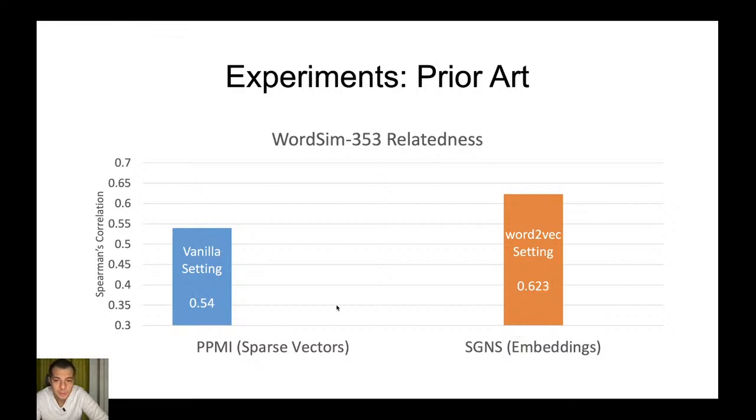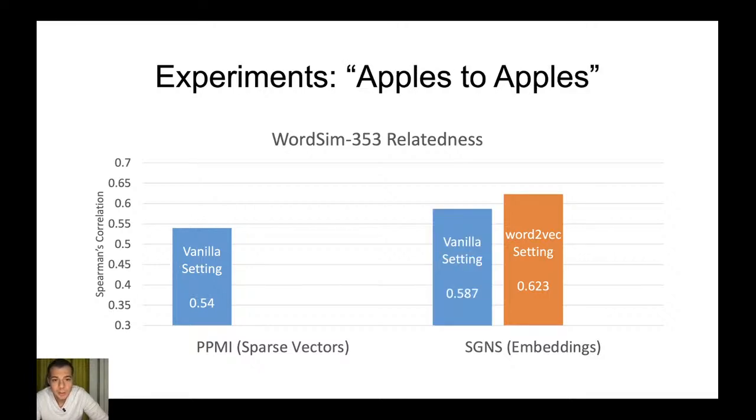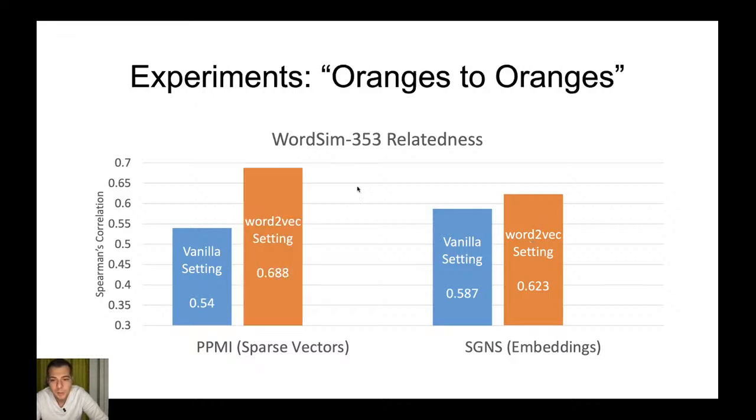So there was an improvement here, considering the baseline. But when you compare apples to apples, so if you consider here the vanilla setting to the SkipGram model, the improvement is not as high. So these are more close to each other. And when you consider the hyperparameters from word2vec and apply them to the baseline that is not based on neural networks, it seems that you obtain even better results.